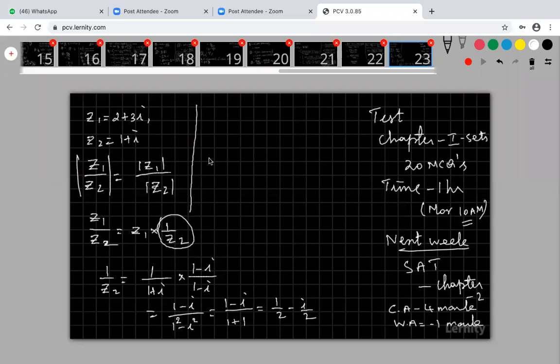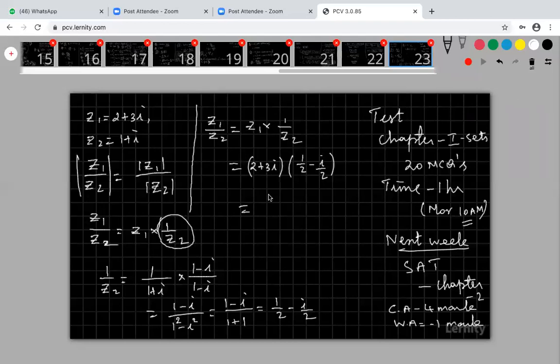Now multiply. So how to multiply my Z1 into 1 by Z2? That is my Z1 by Z2. Okay, what is my Z1 by Z2? My Z1 by Z2 is nothing but Z1 into 1 by Z2. What is my Z1? My Z1 is 2 plus 3i. My 1 by Z2 is 1 by 2 minus i by 2. Okay, what is the answer?